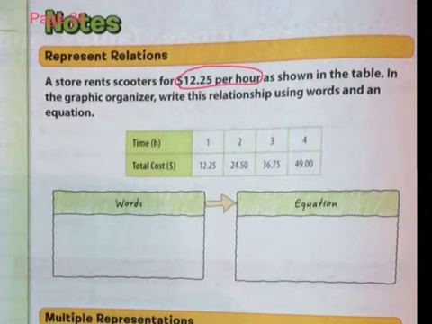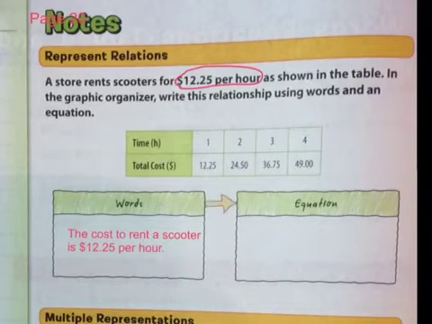In the graphic organizer, write this relationship using words and an equation. Well, we know that it's $12.25 per hour. You can just write that here with words. Okay, so go ahead and write that down. Right there, the cost to rent a scooter is $12.25 per hour. How can we write that as an equation?